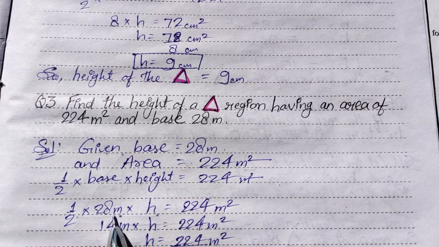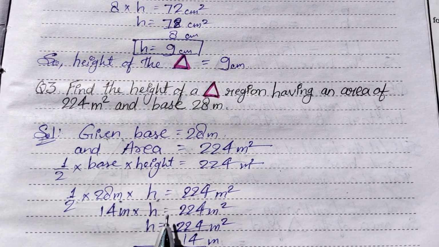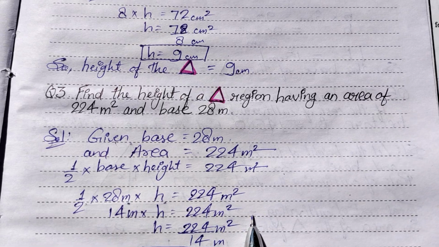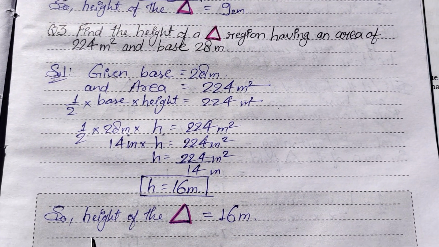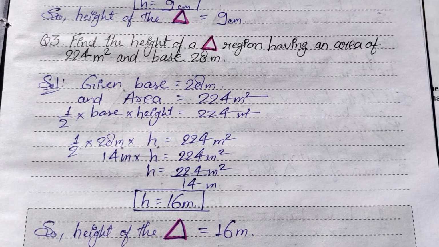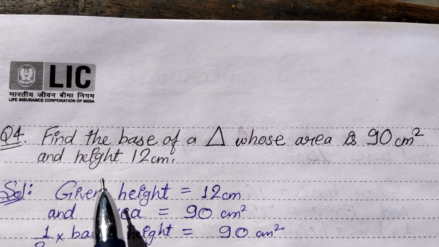Now transfer all this to the right side. Calculating this, we have 14 meter into height. Now transfer this 14 meter to the right side. We have h, that is height, is equal to 16 meter. So height of triangle is equal to 16 meter. Now see the next, number 4.